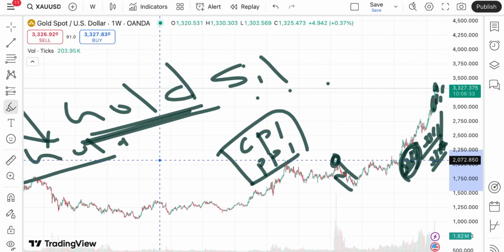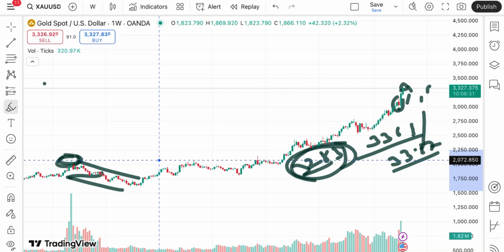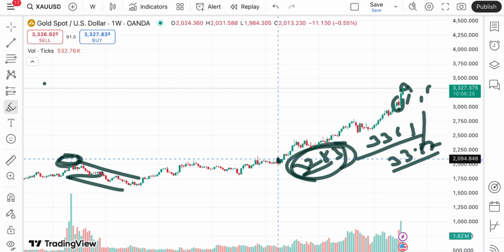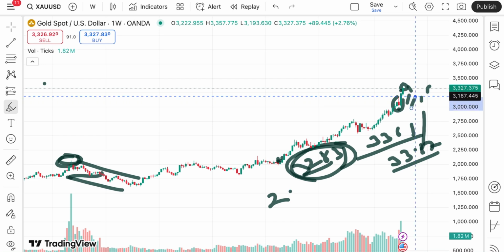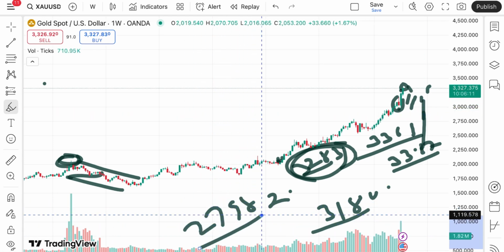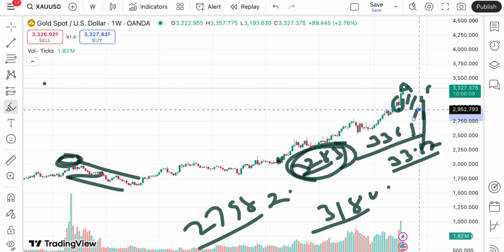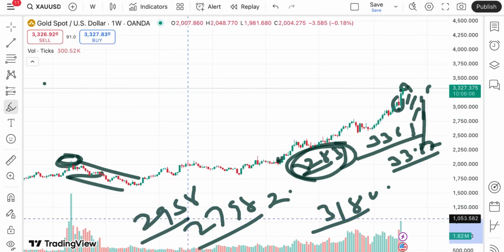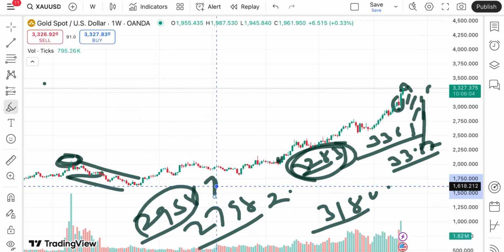For a long-term perspective, we have seen that from Feb of 24 there is a continuous upside, because the price has moved from 2094 to this level. If the price keeps sustaining above a level of $3180, we can see a further upside. But if it starts falling below a level of 2798, then only we can see it fall. Otherwise, if it starts sustaining above a level of 2958, we can see it will be on the upside.